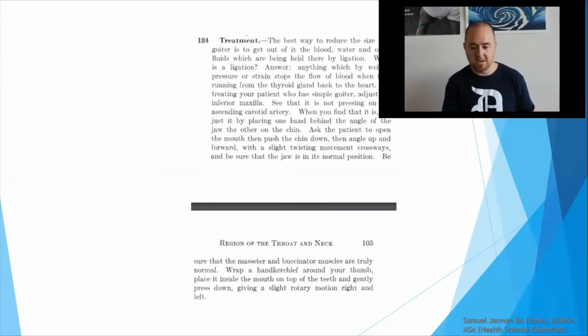Dr. Still, again, best way to reduce the size of the goiter, right? He talks about essentially going in, moving the jaw, pulling on the jaw, and then also going inside the mouth with a handkerchief to treat the buccinator muscle.